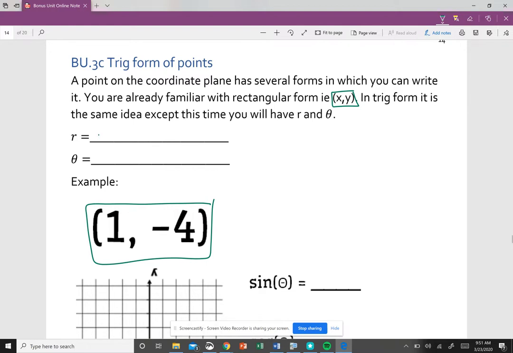R is going to be the radius, which is really just the length of the line. And then theta is going to be the angle with the positive x-axis. All right.